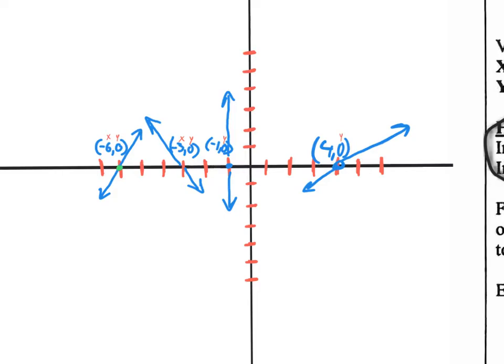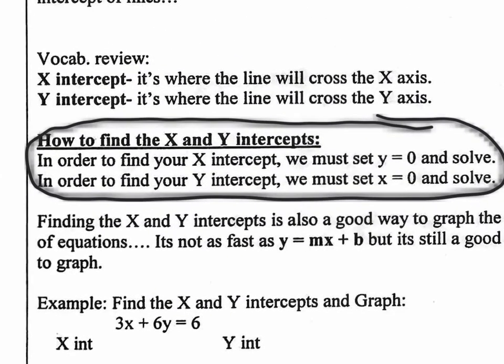So right here, when it says find the X and Y-intercepts, how do you find the X-intercept? In order to find your X-intercept, we must set Y equal to 0, because we know that every single X-intercept value is going to have the Y equal to 0. So algebraically, to find the X-intercept, you set the Y equal to 0 and you solve.